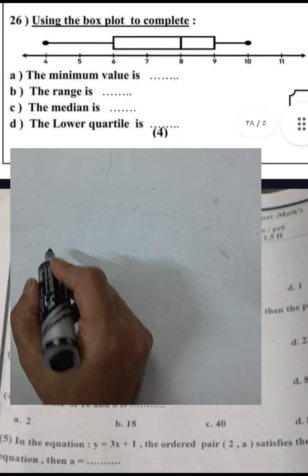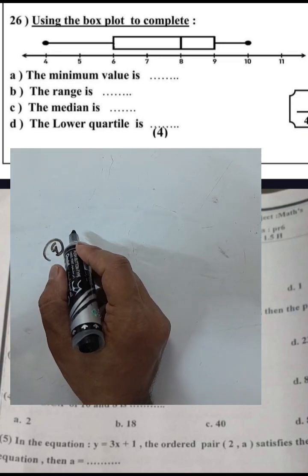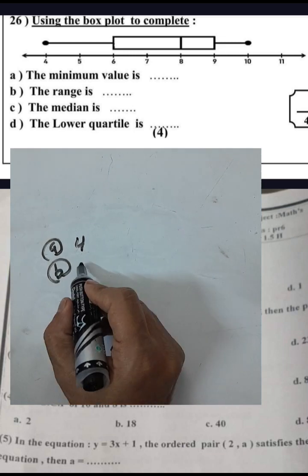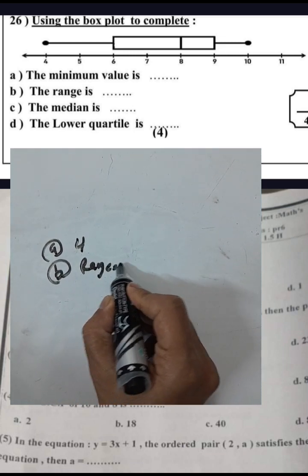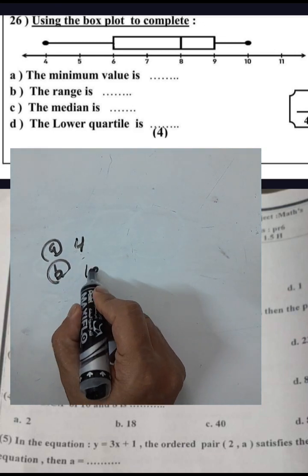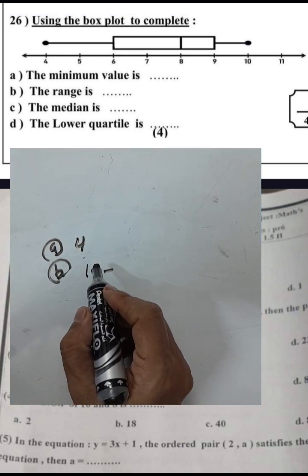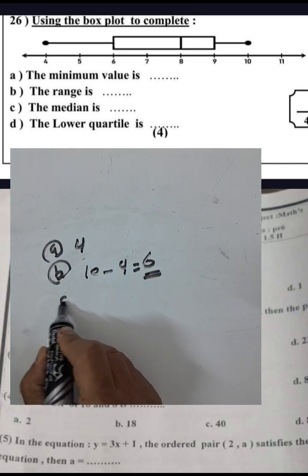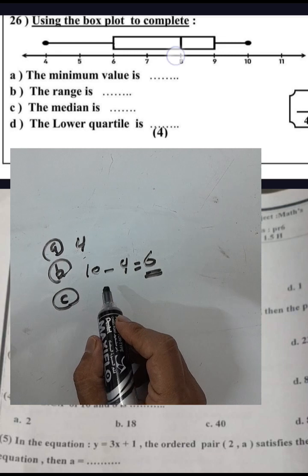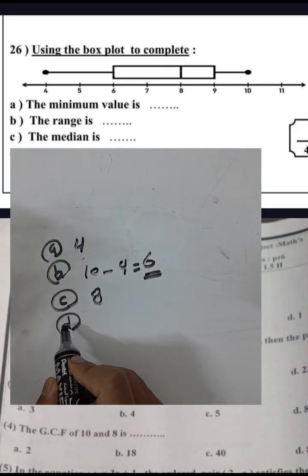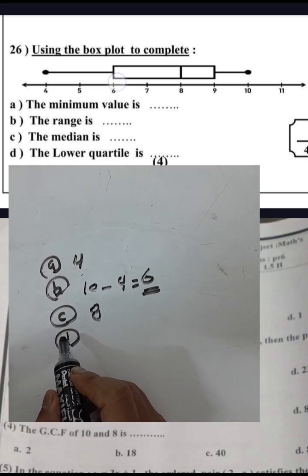Using the box plot here to find letter A, the minimum will be 4, and the range will be the difference between the maximum and minimum. 10 here is the maximum, and the minimum is 4, so the range will be 6. The median here is 8, and the lower quartile here will be 6.